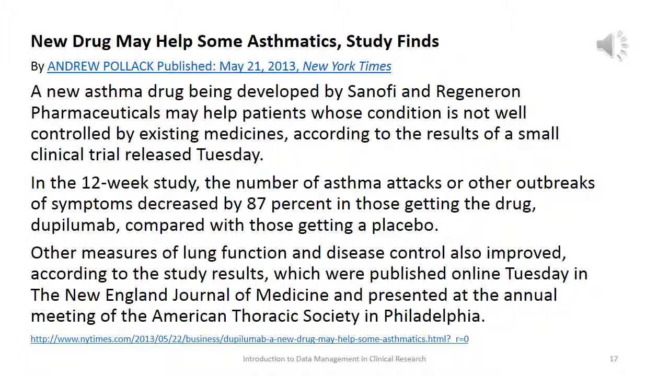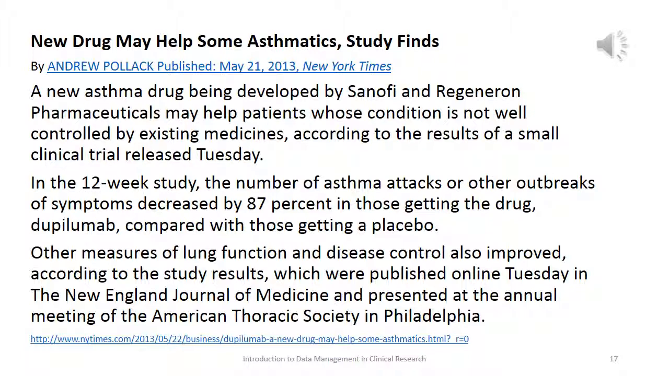Well, the result indicated that symptoms decreased by 87% in those getting the drug versus those that got a placebo. And this is more than likely a double-blinded study, so the patient doesn't know whether they're getting the study drug or the placebo. So a decrease in symptoms of 87% is pretty significant. It sounds like we may be able to generalize that in a larger population of patients and point to some pretty decent results. So we might want to keep our eye on that drug, see if it gets approved at some point.